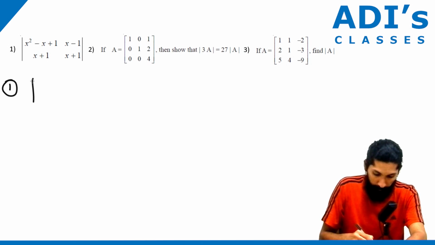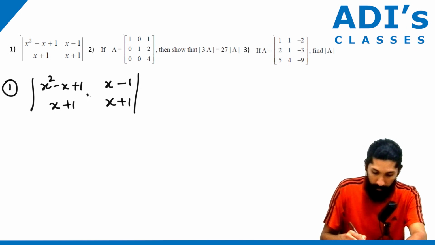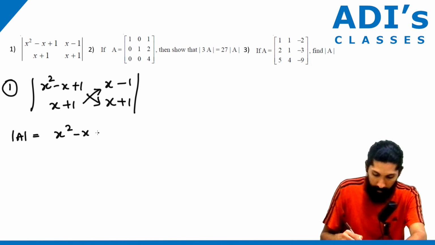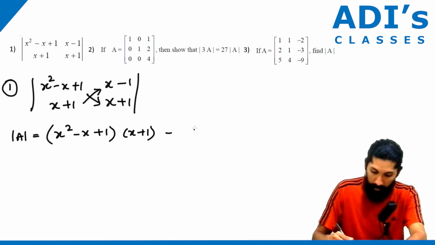See, determinant of x square minus x plus 1, x minus 1, x plus 1 and x plus 1. Now you multiply these two, multiply these two and subtract each other, correct? So determinant of A is equal to x square minus x plus 1 into x plus 1 minus x plus 1 into x minus 1.